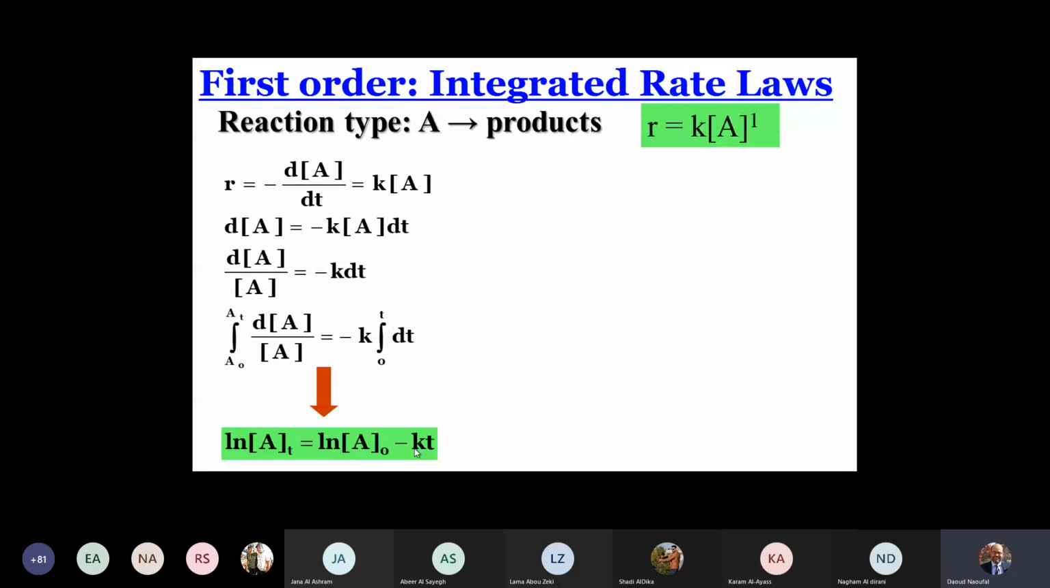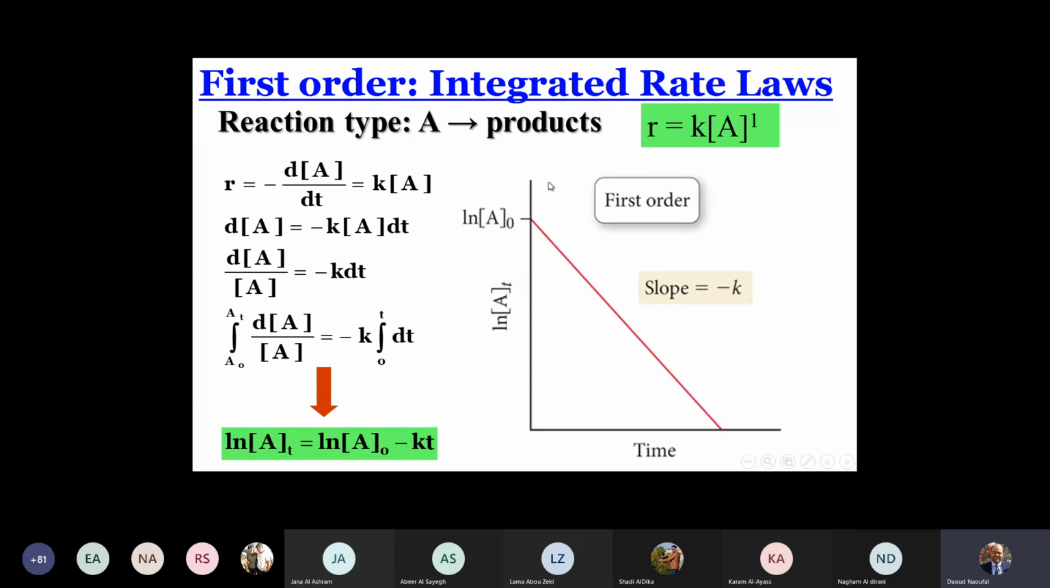Now we draw. Suppose we first draw A as a function of time, and we do not obtain a straight line, so the reaction is not zero order. We suppose now that our reaction is first order. We draw ln A as a function of time. If we obtain a straight line, the slope of the line is equal to minus k. So this relation is justified. That means what we proposed from the beginning is correct. So our reaction is first order.